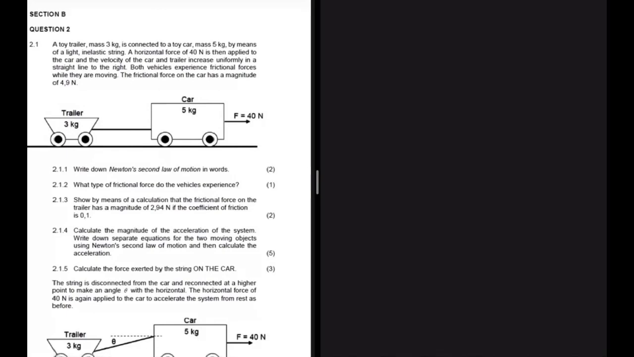So we have a toy trailer of mass 3 kg and a toy car of mass 5 kg, and then we have an applied force of 40 Newton, as you can clearly see on the left hand side. And then it goes on to say that both vehicles experience a frictional force while they're moving. The frictional force on the car has a magnitude of 4.9 Newton. So we have some Fr, which is equal to 4.9 Newton.